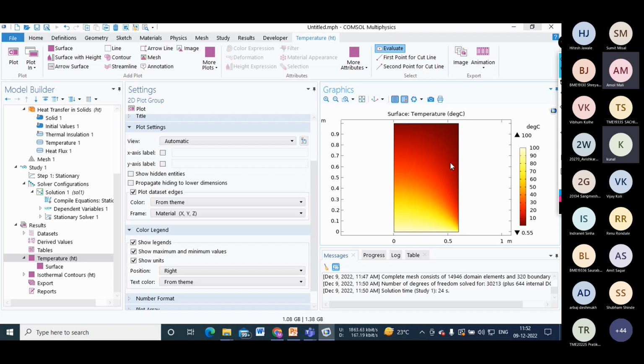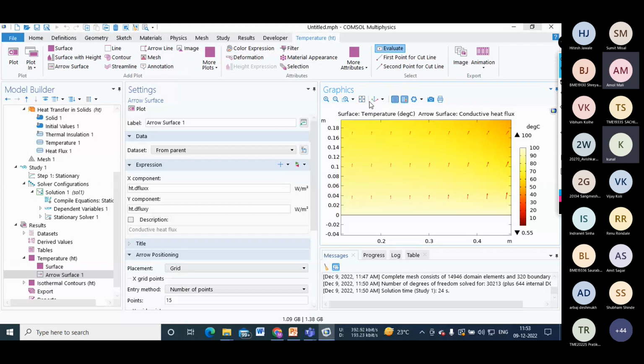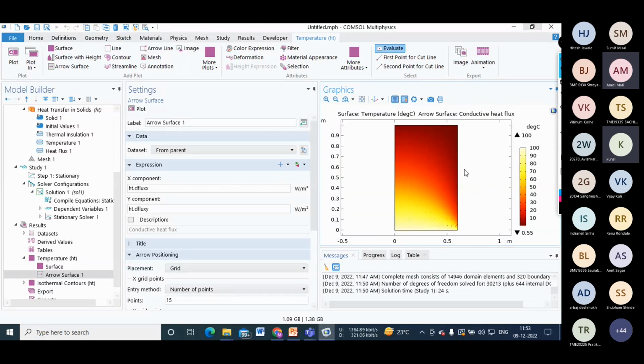And in this area what is happening is that your heat is flowing from the bottom to these two boundaries. Okay, that should happen, because heat is flowing from higher temperature to lower temperature. Now if you want to see it in the form of arrows, in results there are various options. You can click on arrow surface and click on the plot. Then arrows will be visible. That arrow shows us the direction of flow of heat. So heat is flowing from high temperature to low temperature.